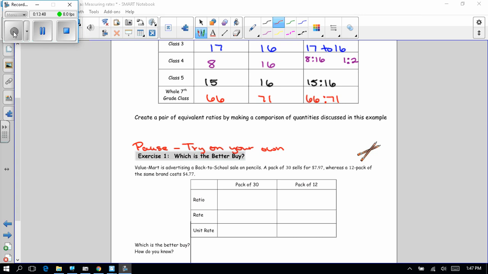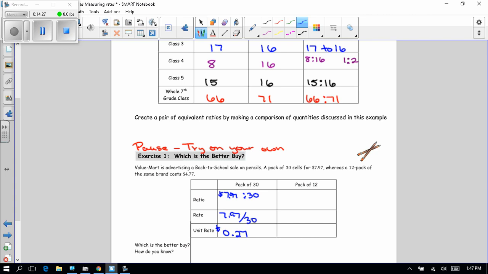Okay, so now that you've done this one, a pack of 30 pencils. Which one's the better buy? I do this all the time. Which one's going to be the better deal for me? So I could pay $7.97 for 30 pencils. That's the ratio, which is $7.97 over 30. Well, how much does it cost for just the one pencil? So I take my $7.97 and I get 27 cents for one pencil.